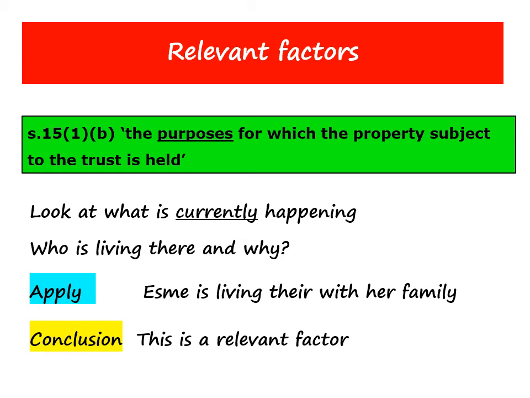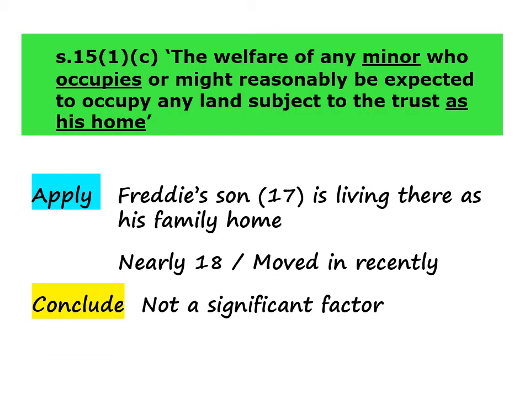Subsection C would also be relevant here because there is a minor, Freddie's son, who's living in the property as his home. So the court must consider his welfare when deciding whether to order a sale or not. But because he's very close to the age of majority, he's 17, and because he's only recently moved there, I would suggest that this isn't likely to be a significant factor.